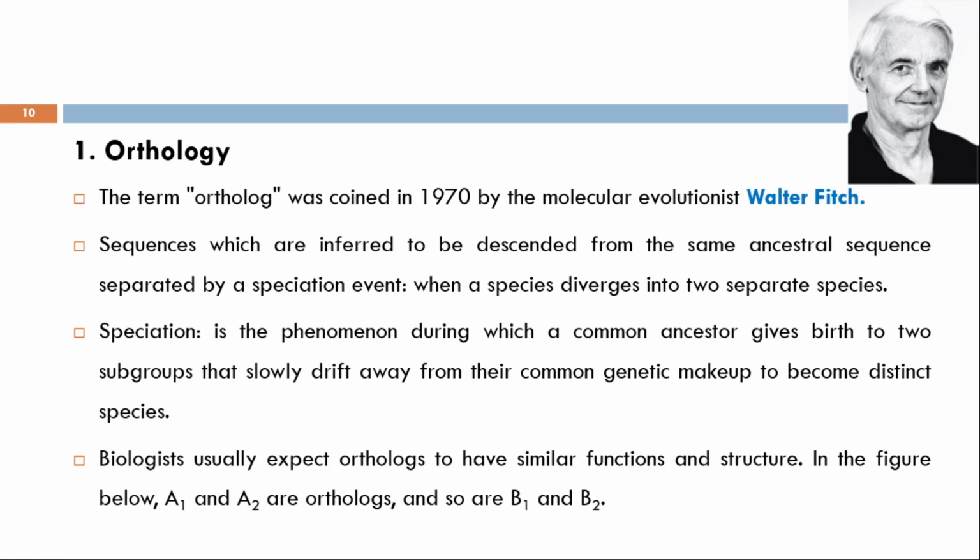So orthology term was given in 1970 by the molecular evolutionist Walter Fitch. Sequences which are inferred to be descended from the same ancestral sequence, separated by a speciation event when a species diverges into two separate species. What is the speciation? If you want to go in detail, speciation is the phenomenon during which a common ancestor gives birth to two subgroups that slowly drift away from their common genetic makeup to become distinct species. So biologists usually expect ortholog to have similar function and structure, right? So all the orthologs have the similar function and similar structure. If you go for the observation of the human globin gene and monkey's globin gene, you will find very strong level of identity, and both have the similar function and structure.